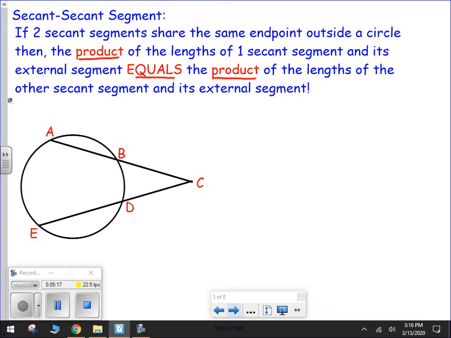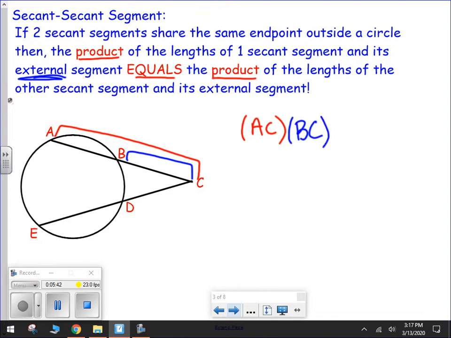All this is saying is I'm going to take the length of my secant, AC, and I'm going to multiply it by the part that's outside the circle. That's what external means, outside, right there. So I'm going to multiply by BC. And that's going to be equal to the same process, but on the other secant line. So I'm going to take the whole secant, CE, and I'm going to multiply by the external segment, so the part that's on the outside, which is DC.